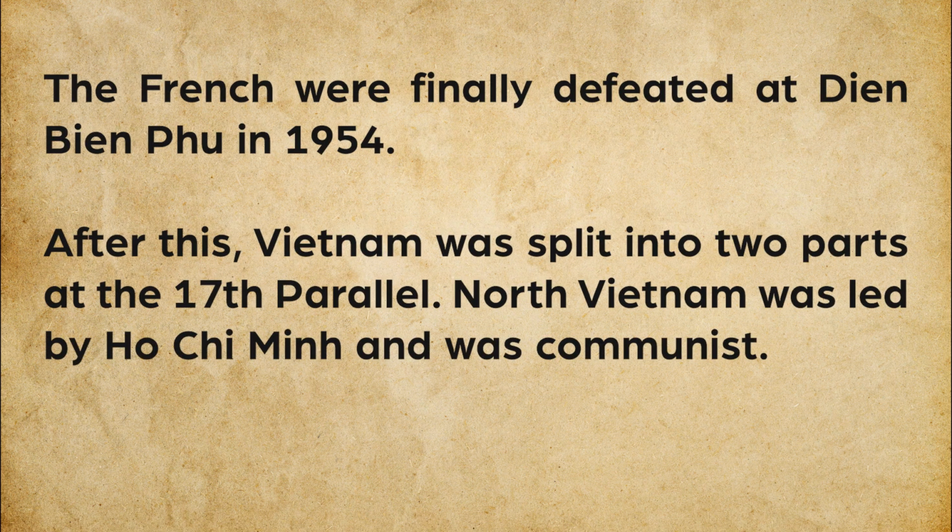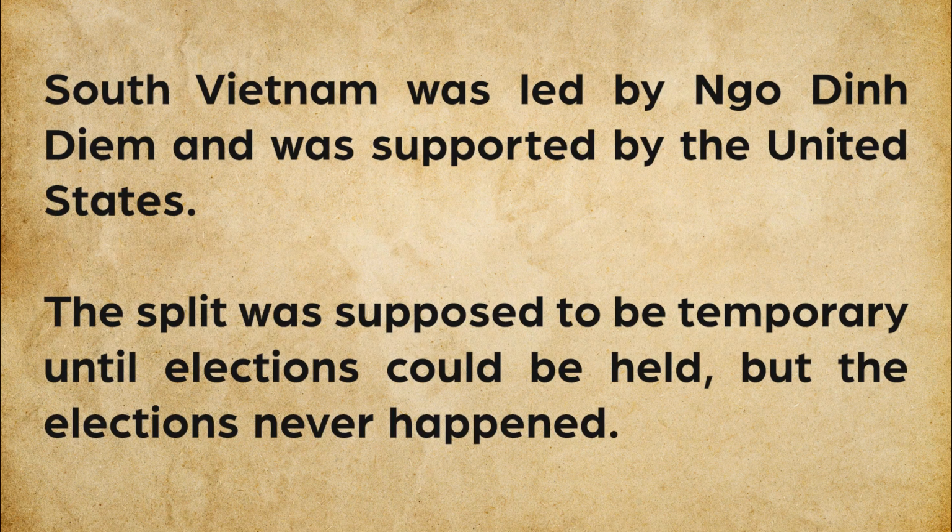The French were finally defeated at Dien Bien Phu in 1954. After this, Vietnam was split into two parts at the 17th parallel. North Vietnam was led by Ho Chi Minh and was communist. South Vietnam was led by Ngo Dinh Diem and was supported by the United States. The split was supposed to be temporary until elections could be held, but the elections never happened.